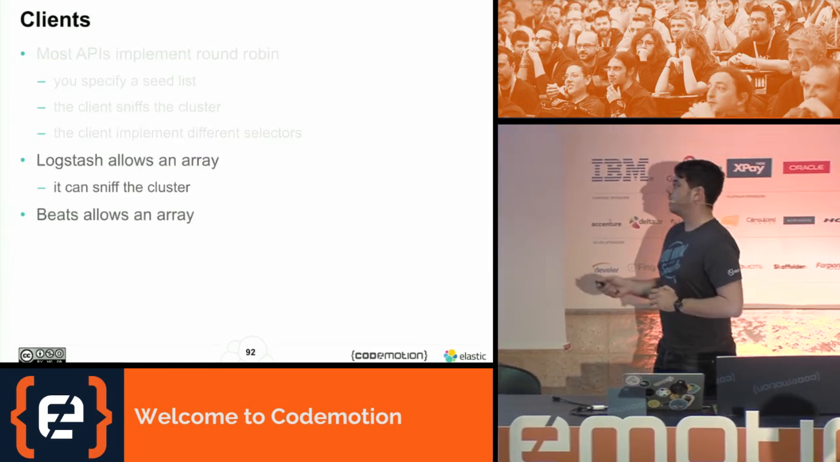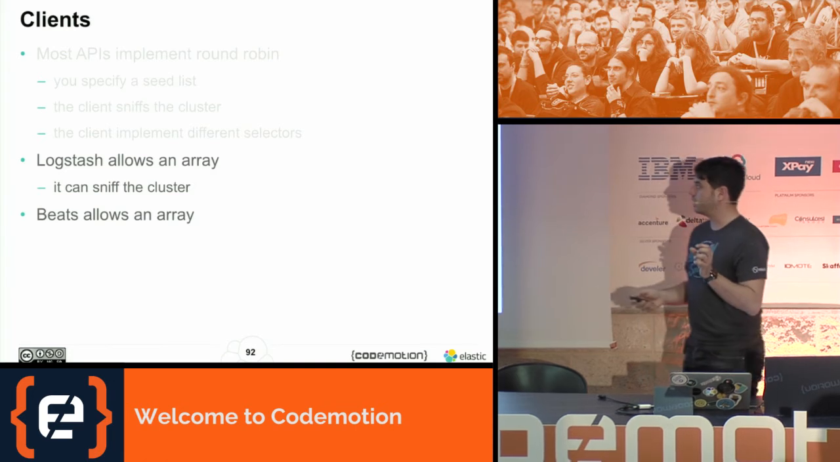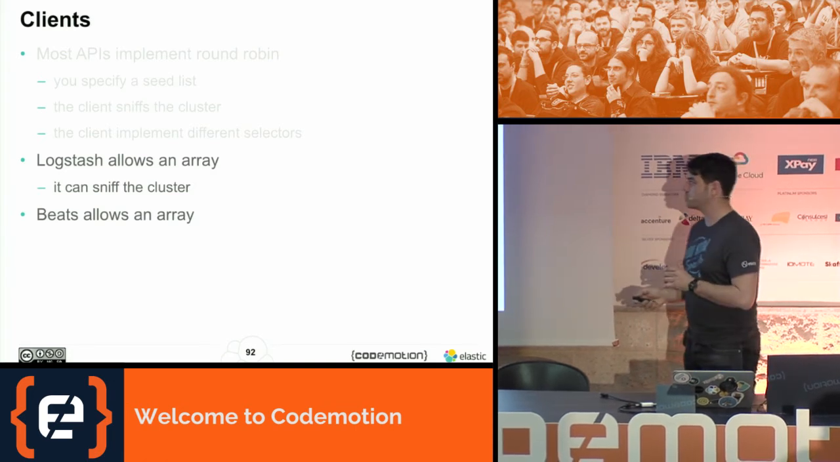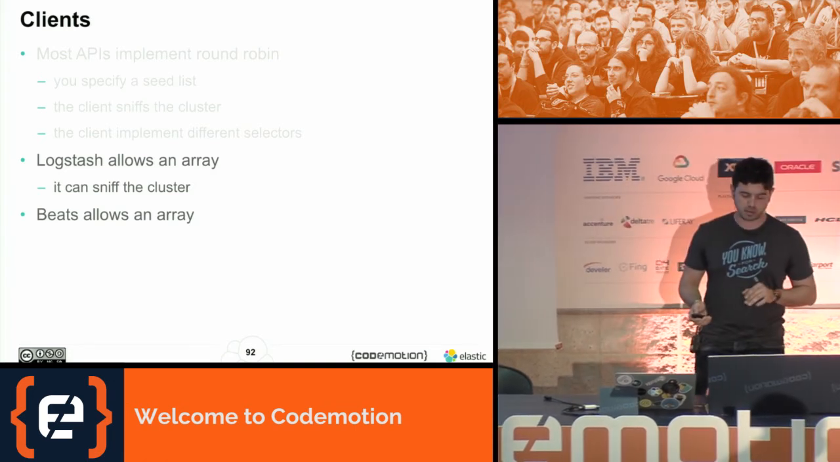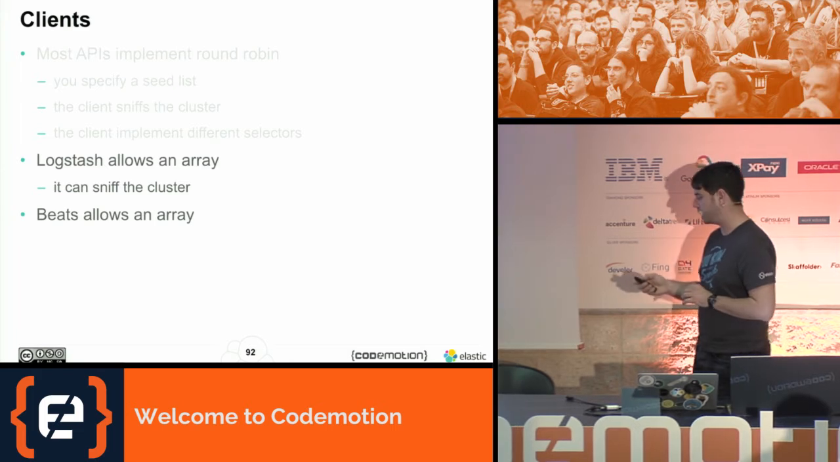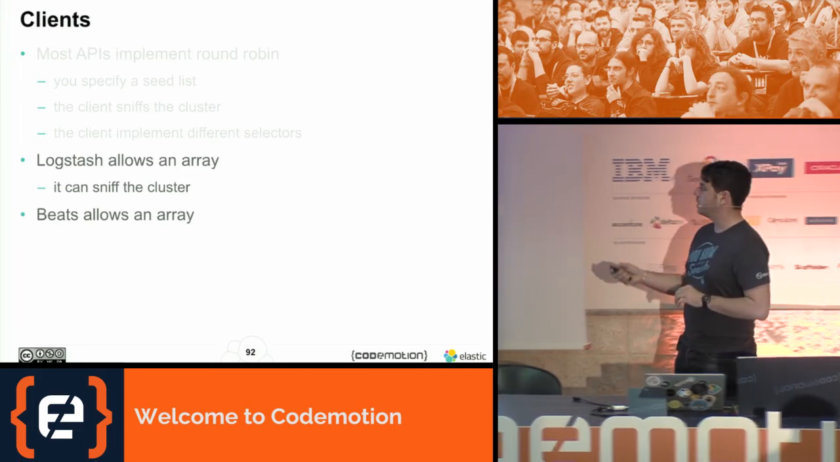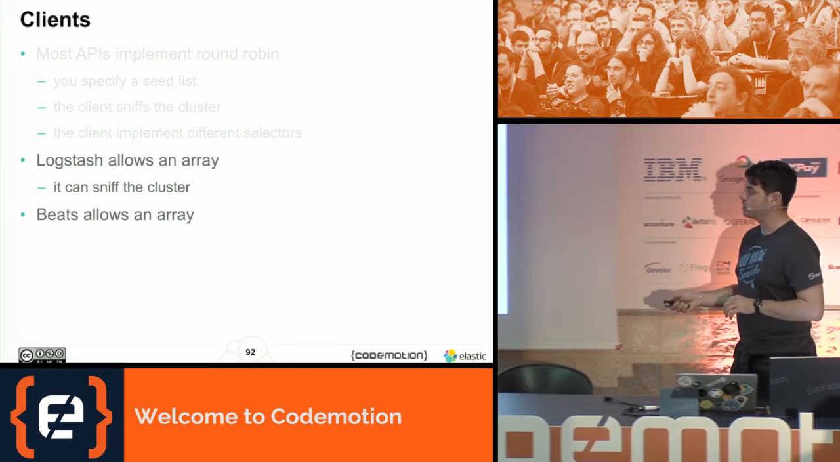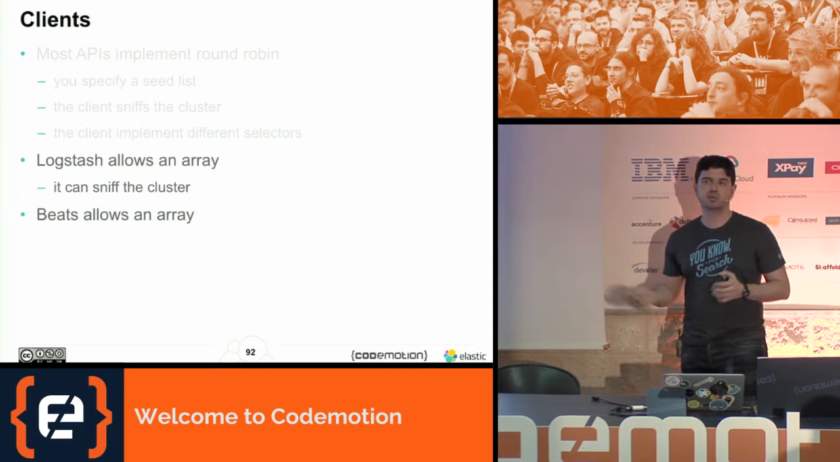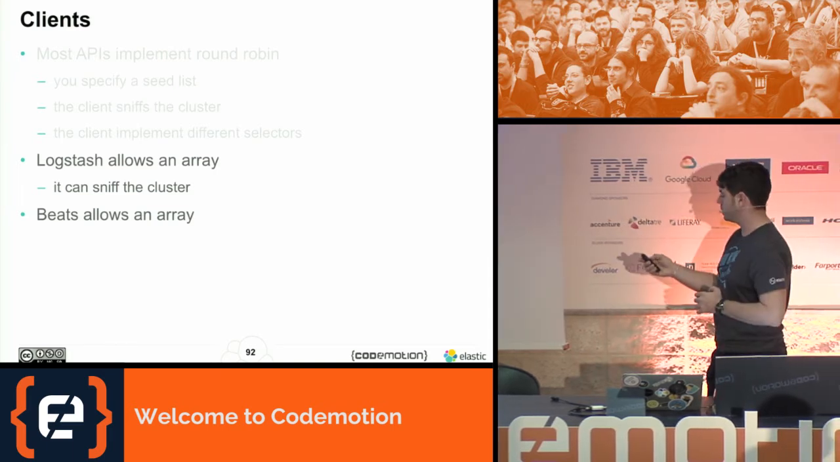Likewise, Logstash allows specifying an array of endpoints, but can also do sniffing. Beats today, you can just specify an array. Note that you can send Beats data not just to Elasticsearch, but also to file, to Kafka, to Logstash, as we've seen before.